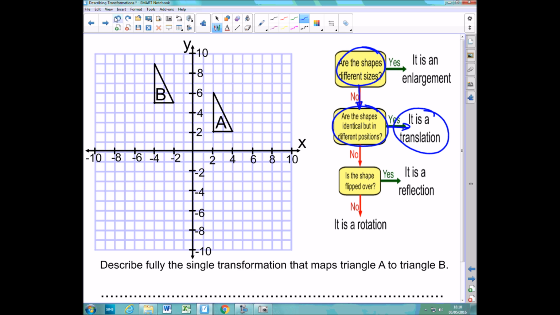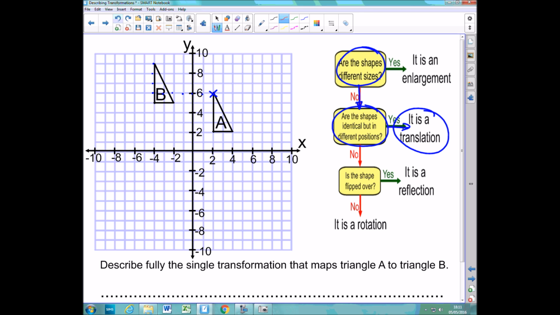Now, translations are described by vectors, and if you can't remember vectors, then I suggest you have a little look at the translation video. But to find this vector, we're just going to take any corner from A. So I'm just going to take this top corner here. I'm going to start with my across movement. Now this A has been moved across 1, 2, 3, 4, 5, 6 left, and it's been moved up 1, 2, 3. So my vector will be 6 to the left and 3 up.